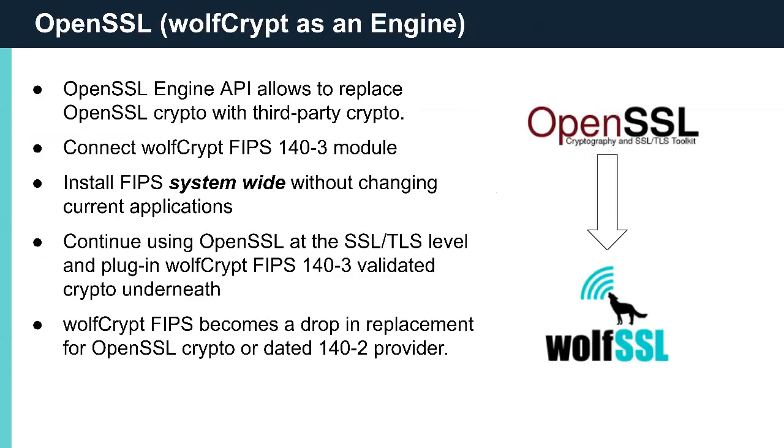We talked a little bit about the wolfEngine product. So OpenSSL has an engine API that allows you to replace OpenSSL's crypto or add additional crypto in beside it using the engine framework. And so either wolfCrypt FIPS 140-2 or 140-3 can plug in as an engine underneath OpenSSL and provide you a route to swap the cryptography out at the system level without recompiling OpenSSL or your applications. And so that can potentially be an easy drop-in replacement for OpenSSL to meet a FIPS requirement or another requirement that you might need wolfCrypt underneath.